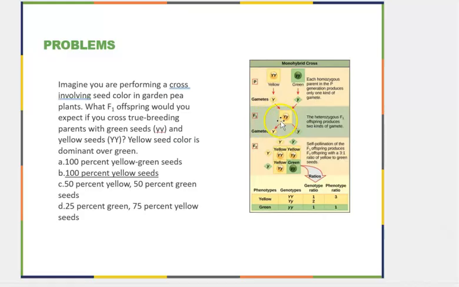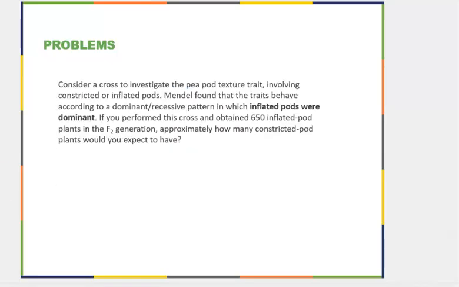Now, if you bred two of those, that's when you're going to get this 3-to-1. But the answer to this one is 100% yellow. You don't really have to do a Punnett square, but you can. I would recommend, if you're doing it on a test, to do it that way.